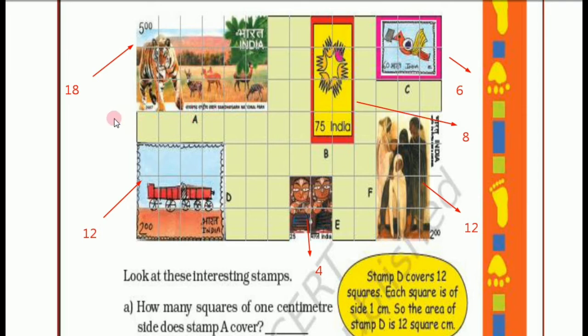Area of stamp A is 18 square centimeter. Area of stamp B is 8 square centimeter. Area of stamp C is 6 square centimeter. And area of stamp D is 12 square centimeter, and area of stamp E is 4 square centimeter. Area of stamp F is 12 square centimeter.